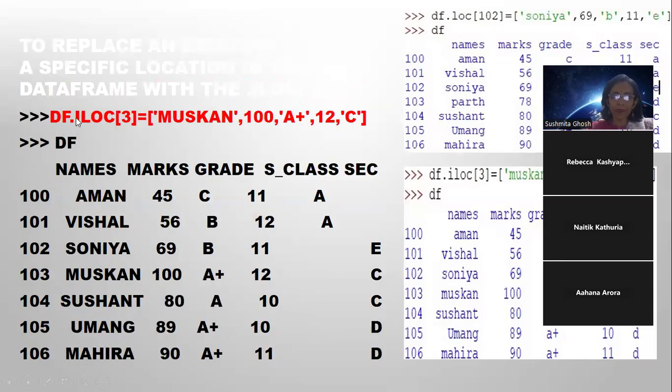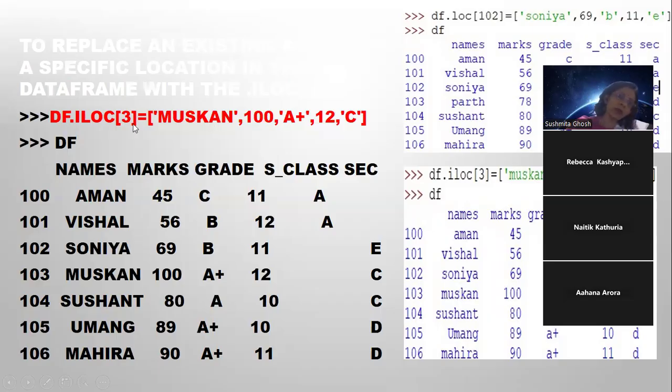I will do the same thing with ILOC. Please take it up as a small case. I don't know, the Office version is different, I believe. Hence this problem has come. So ILOC में 3, 0, 1, 2, 3. 0, 1, 2, 3. Path should change to Muskan and 100 and A plus. So you see here Aman, Vishal, Sonia, instead of Path, now it has become Muskan.